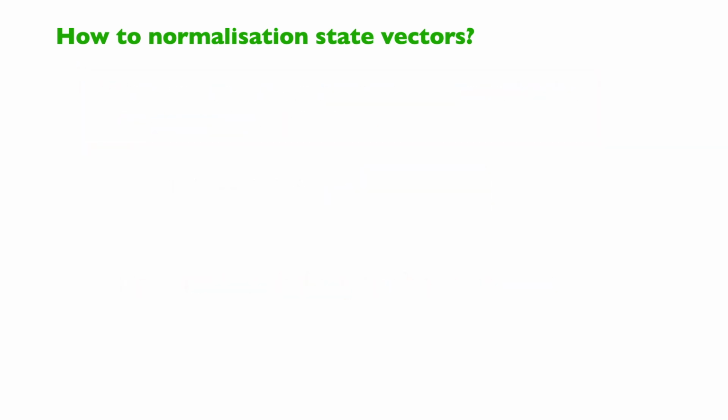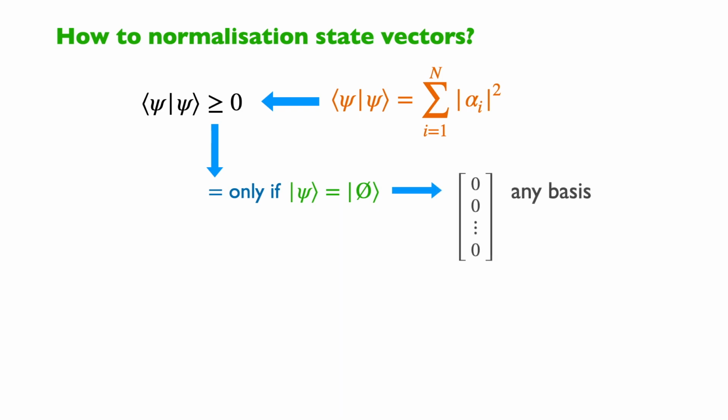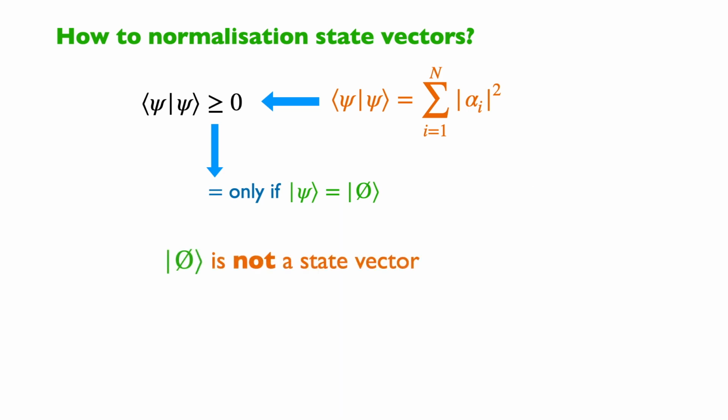To normalize a state vector, we first note that the squared norm of any vector is greater or equal to 0. This is due to it being the sum of the absolute square of its components. The equal sign holds only when psi is a null vector. Recall that the null vector has all 0 components in any basis. Therefore, a state vector cannot be a null vector. So the squared norm of any state vector must be greater than 0.